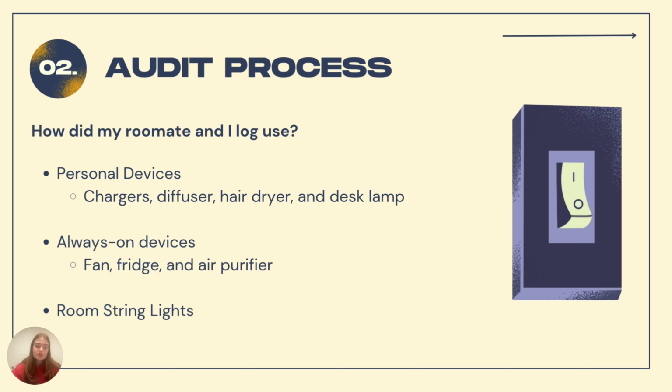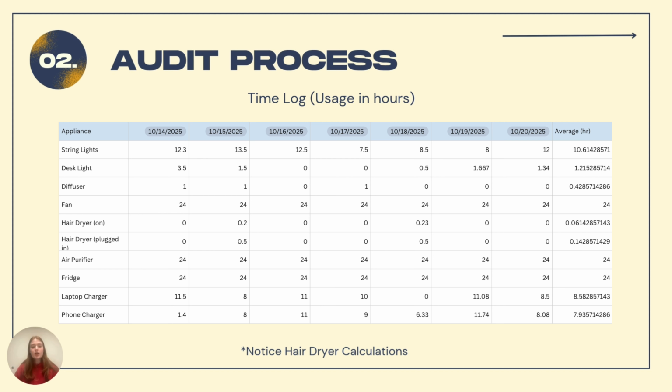And for the room string lights, me and my roommate have a pretty bad habit of just not turning the lights off, so it was whenever I turn the lights on in the morning and then whenever we turn them off to go to bed at night. This is my entire time log with the string lights, pretty high, about a 10-hour average. My chargers I use at night when I'm sleeping, so those are the highest values.